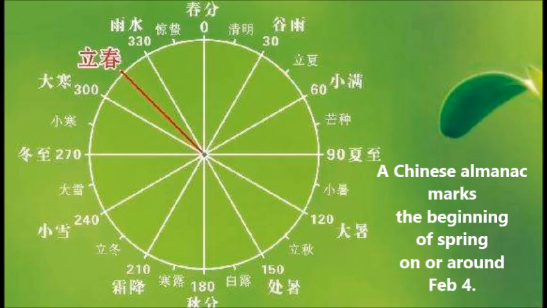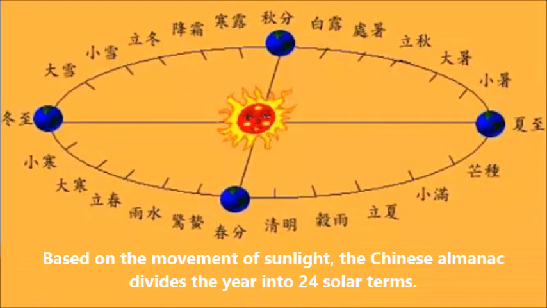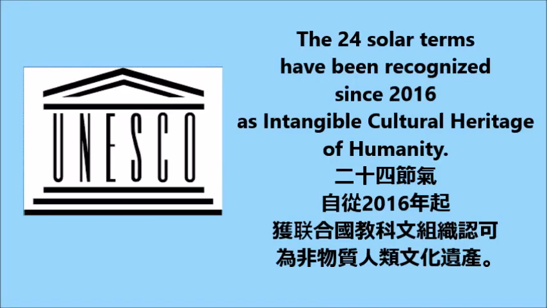It's the traditional Chinese almanac that marks the beginning of spring on or around February 4th. It may be February 3rd or February 5th, depending on when the sun reaches the celestial longitude of 315 degrees. Based on the movement of sunlight, the Chinese almanac divides the year into 24 solar terms, which have been recognized by the United Nations Educational, Scientific, and Cultural Organization since 2016 as Intangible Cultural Heritage of Humanity.